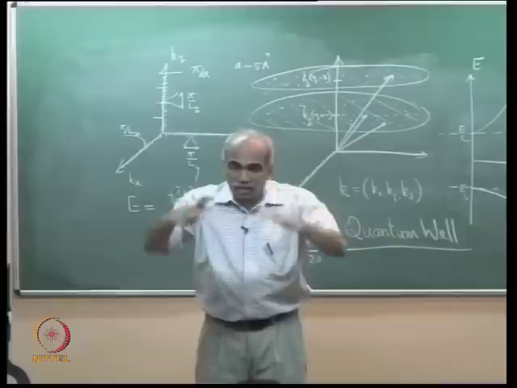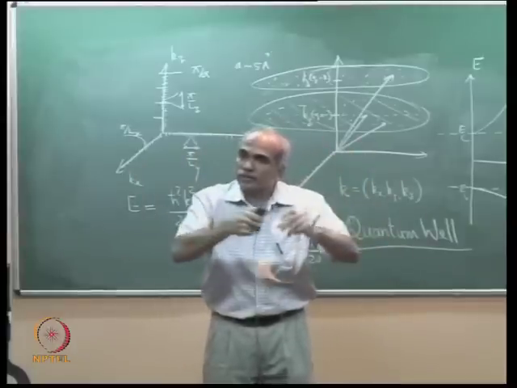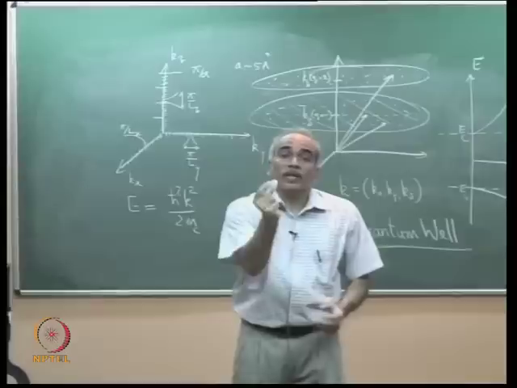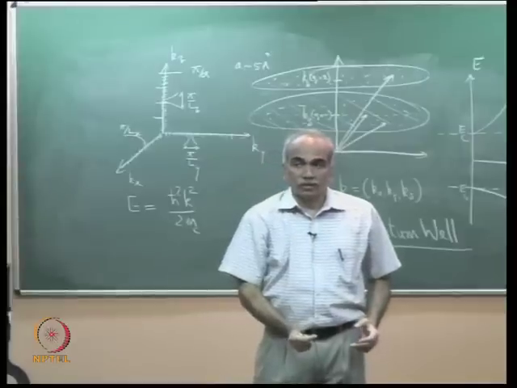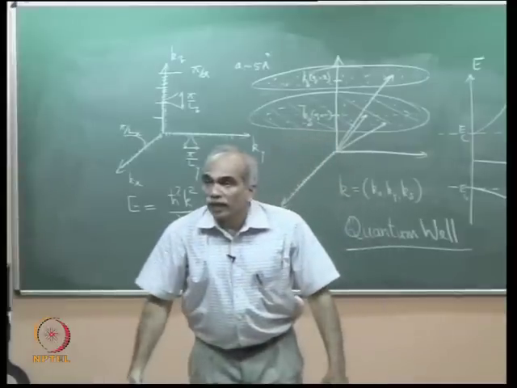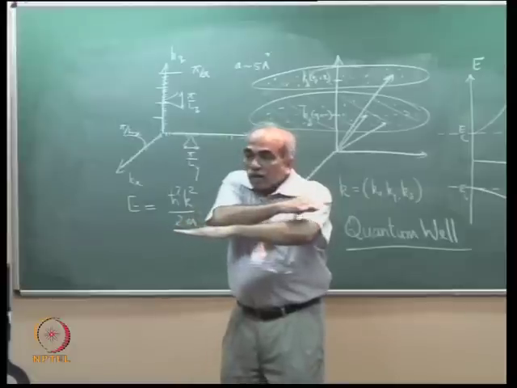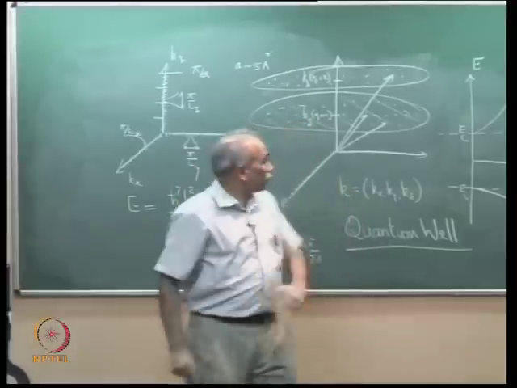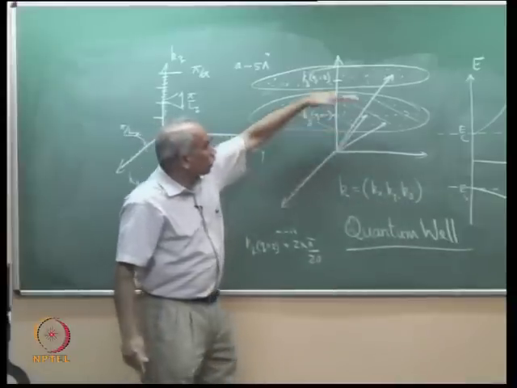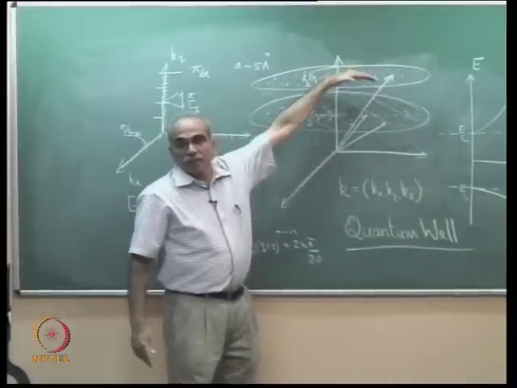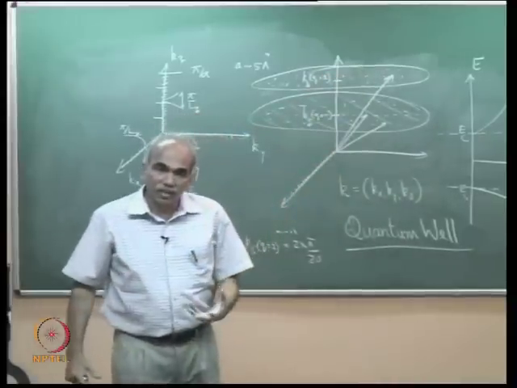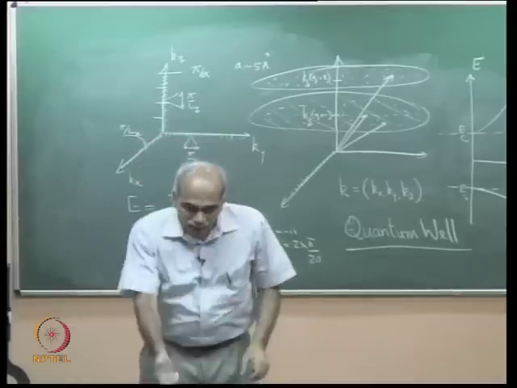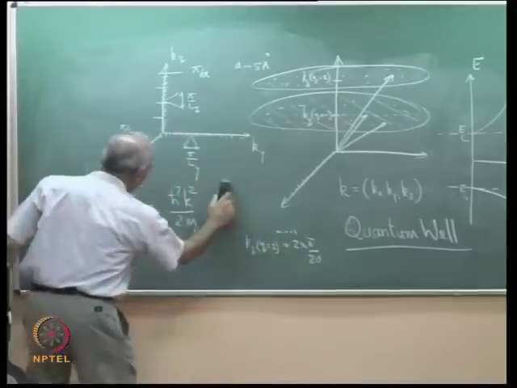Unlike in the previous case, where it was a sphere full of points anywhere you go, that is why we had taken the volume of the sphere to find the number of points. But now we cannot do that, because k, remember k is a propagation vector, can sit either in the first plane or in the second plane. How to calculate the density of states, and what will be the density of states in a quantum well? We will discuss this in the next class.